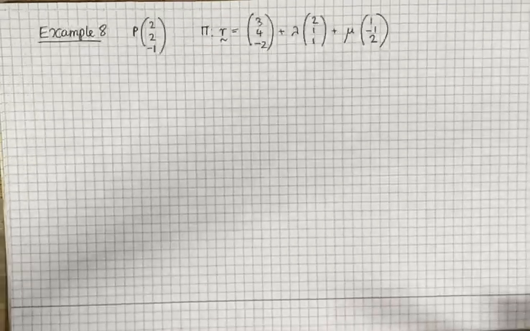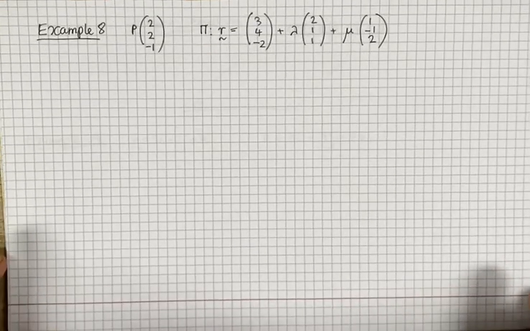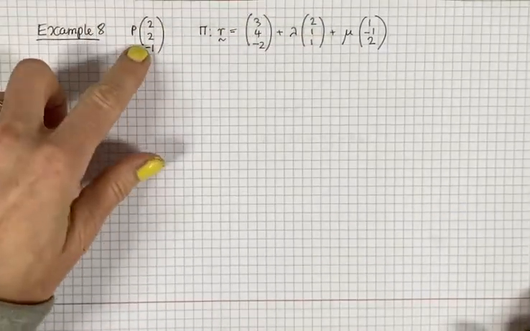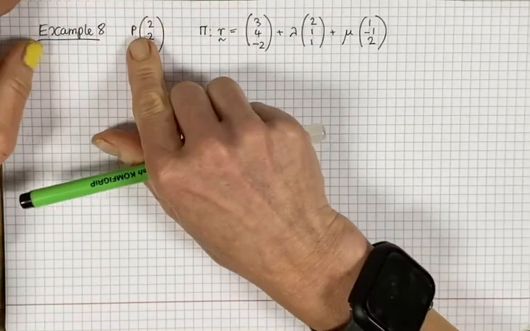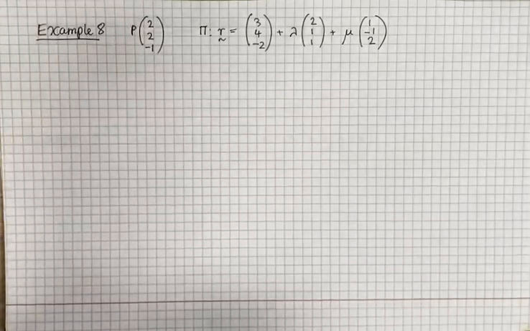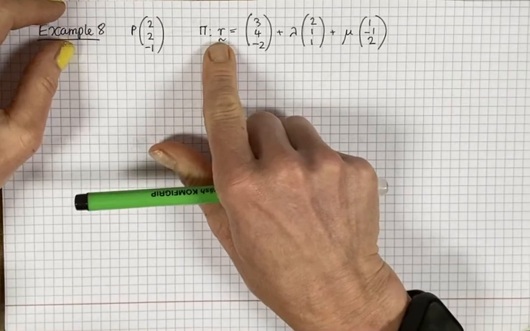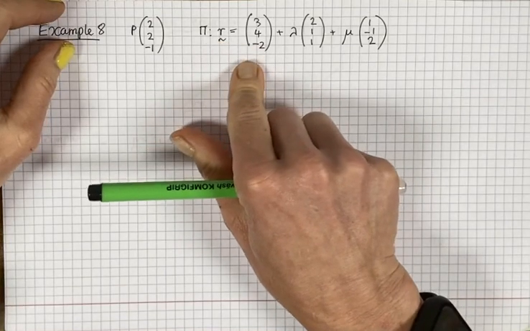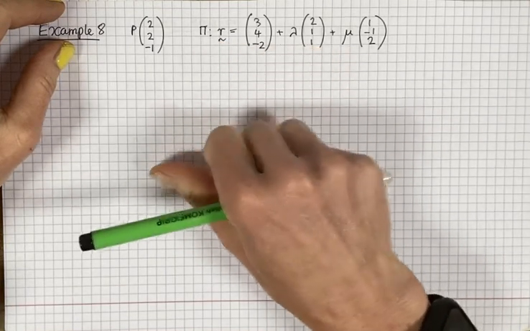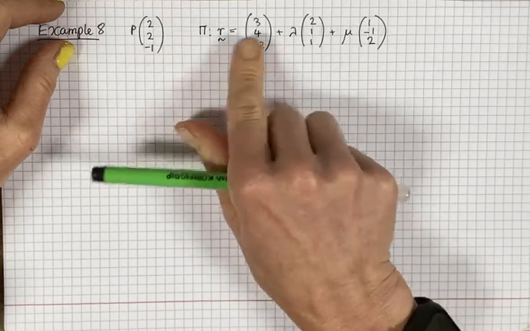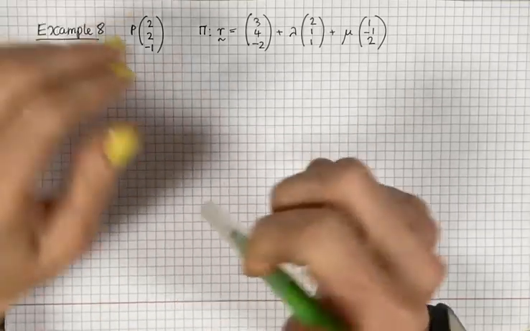Let's look at example 8. In this example, we've got a position vector of point P, 2, 2, minus 1, and a plane capital Pi, r equals 3, 4, minus 2, etc. We need to show or verify that this point indeed belongs to that plane.